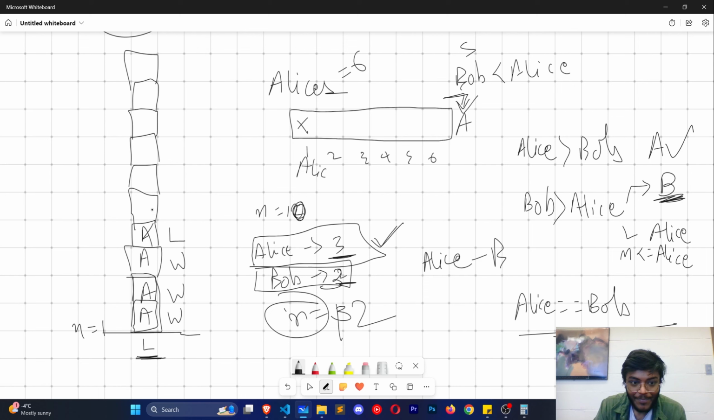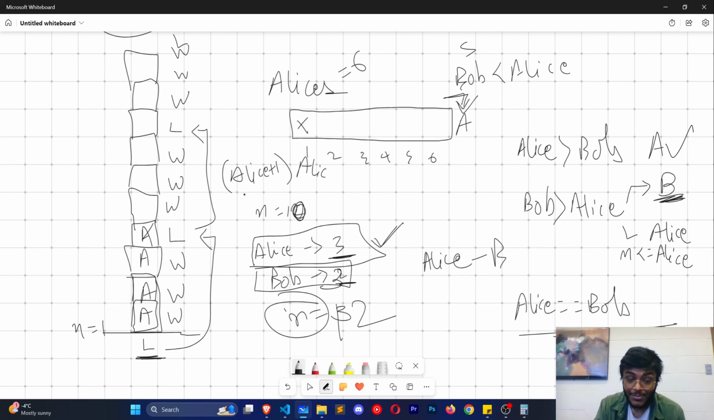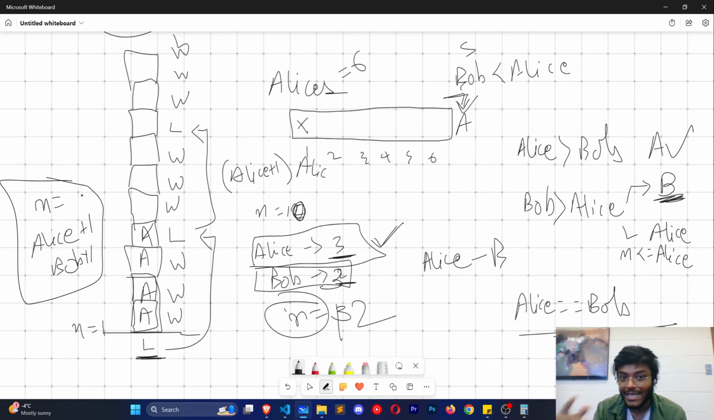So you'll see a pattern that it is something like this. The losing position comes after every Alice plus 1 steps. So if n is Alice plus 1, or for that matter Bob plus 1, because Alice and Bob are the same right now, Alice would lose, else Alice would win.